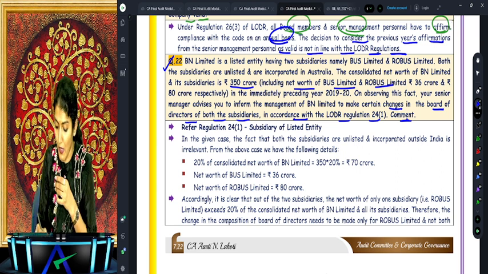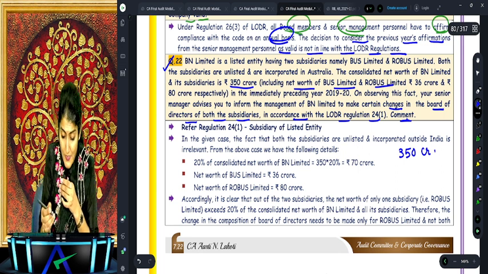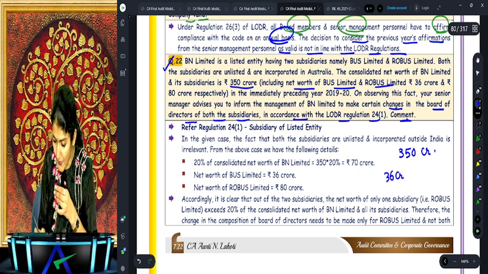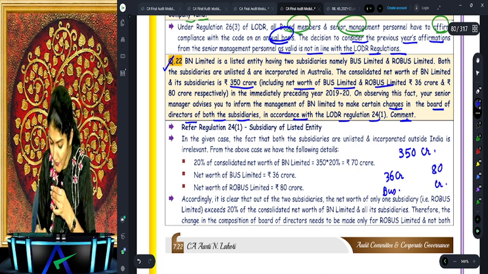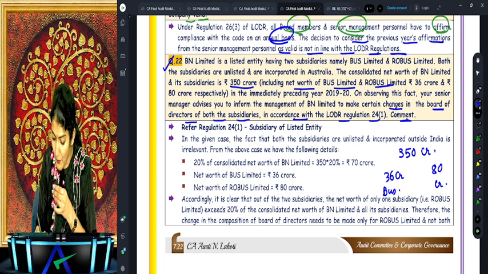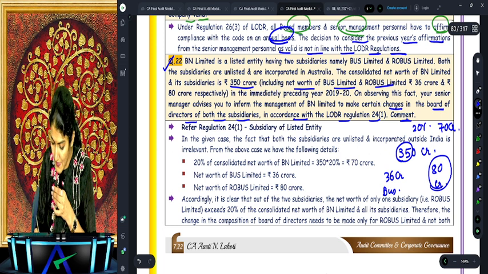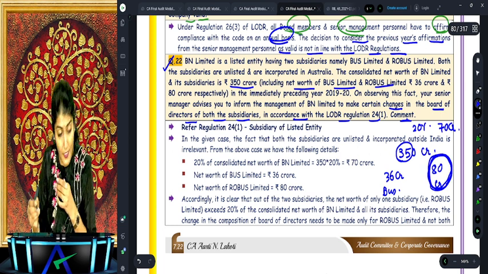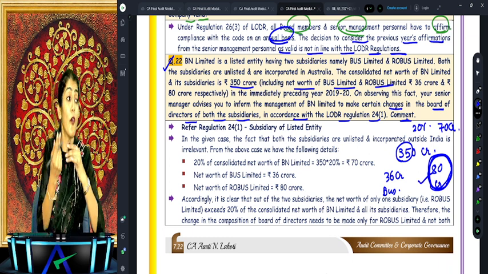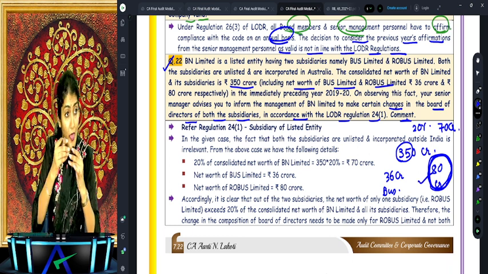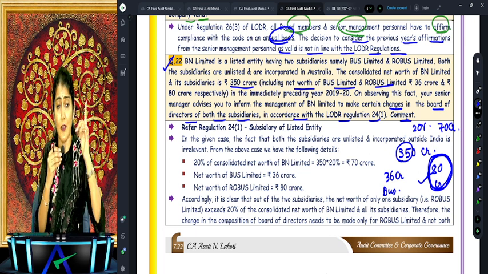Comment. Okay, so how much is the consolidated net worth? 350 crore. How much is the net worth of one of the subsidiary companies, Bus Limited? It is 36 crore. And the other one, how much? 80 crore, right? So here it is exceeding the limit. So how much is 20% going to be over here? 20% is going to be 70 crore. So which is a material subsidiary for the purpose of regulation 24? Only Robust Limited. Is Bus a material subsidiary for the purpose of regulation 24? No. As per regulation 16, is it a material subsidiary? Yes. But for regulation 24, is it a material subsidiary? No.